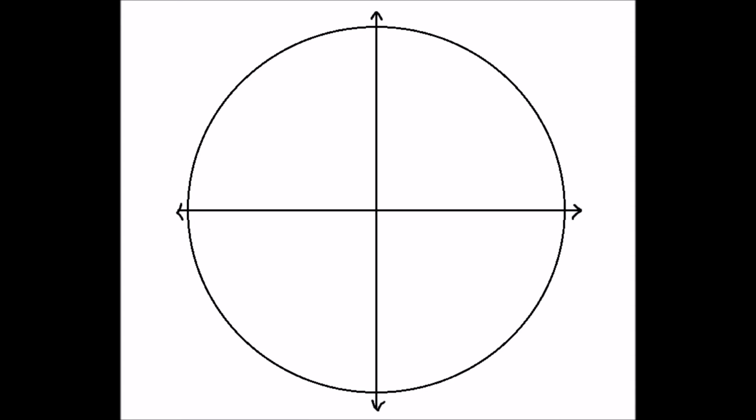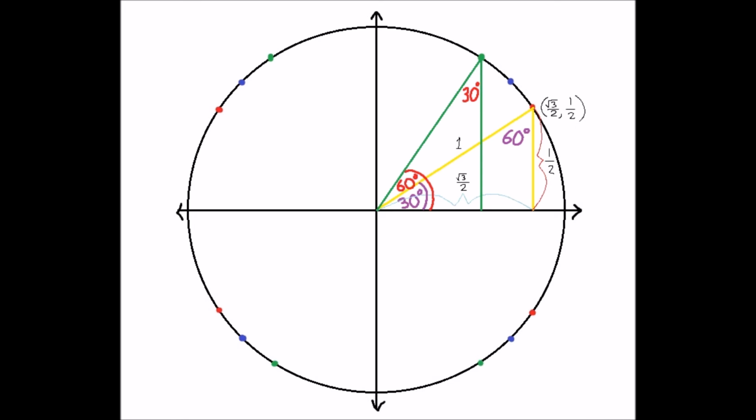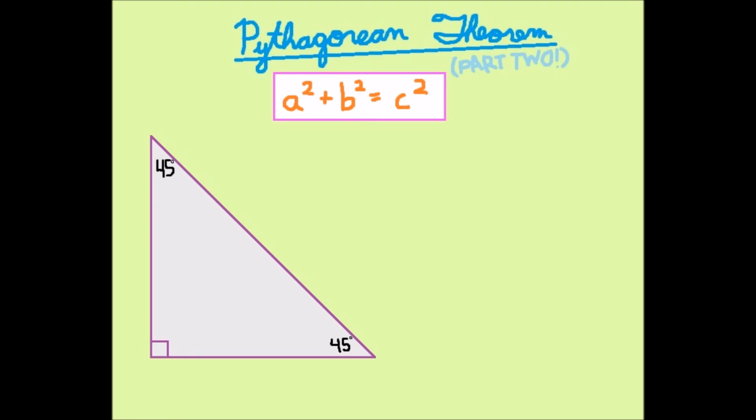Therefore, the coordinates of the 30-degree angle on the unit circle are square root of 3 over 2, 1/2, and the coordinates of the 60-degree angle are 1/2, square root of 3 over 2. You can also apply the Pythagorean theorem to the 45, 45, 90 triangle to get the coordinates for the quarter angles, or the ones that have a 4 in the denominator, in radian form.